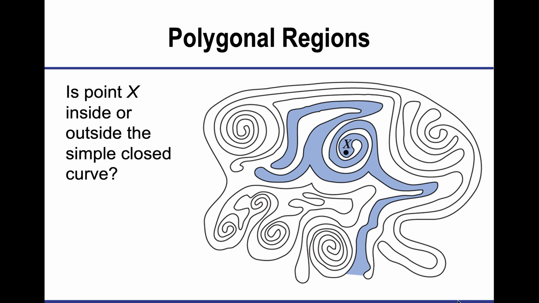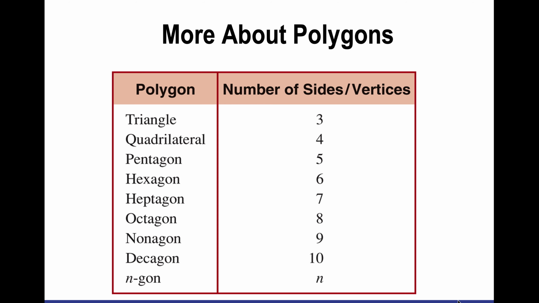Here's another example of a polygon region. Would you consider the point X inside or outside of the simple closed curve? It would actually be outside of it. I've also taken a moment to put all of the names of polygons onto one slide so you have them in an easy to locate space.